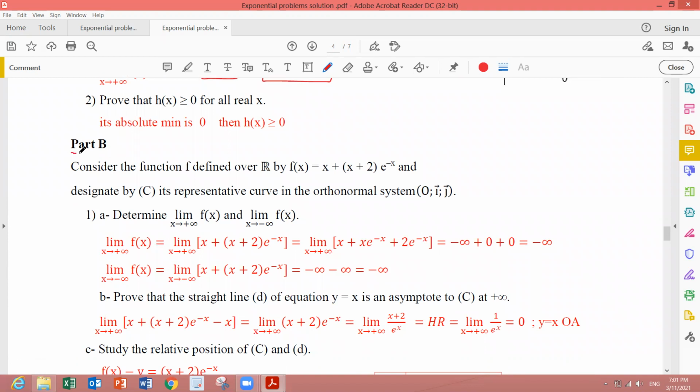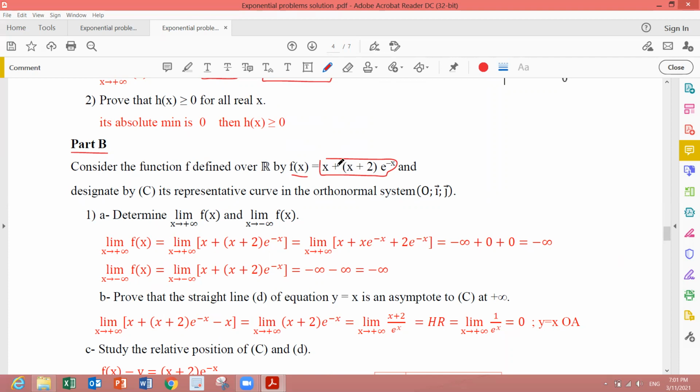Part B. Consider the function f defined over R by f(x) equals (x plus 2) e to the minus x. Part 1: determine the limit at plus infinity and at minus infinity.